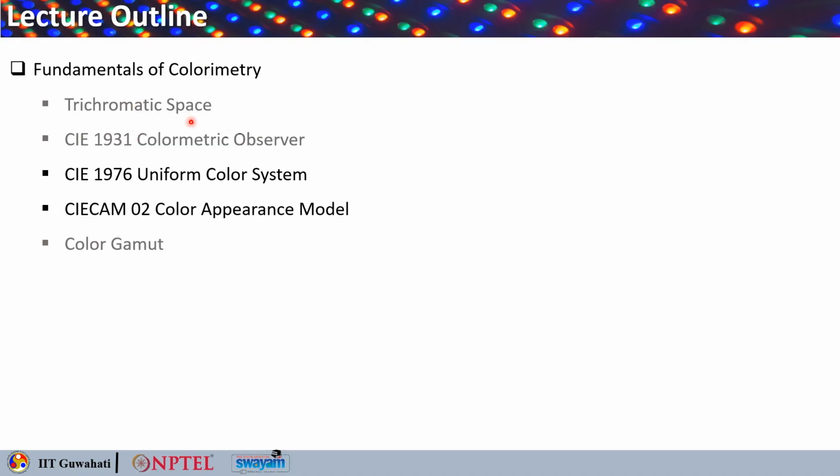So here is the lecture outline. We have discussed the first two topics, trichromatic space and CIE 1931 colorimetric observer, in the previous lecture. Today we will go into details of the CIE 1976 uniform color system, and then we will look into CIE CAM02, that is the color appearance model. We will cover color gamut in the next lecture. So these two highlighted ones, the black ones, will be covered in this particular lecture.